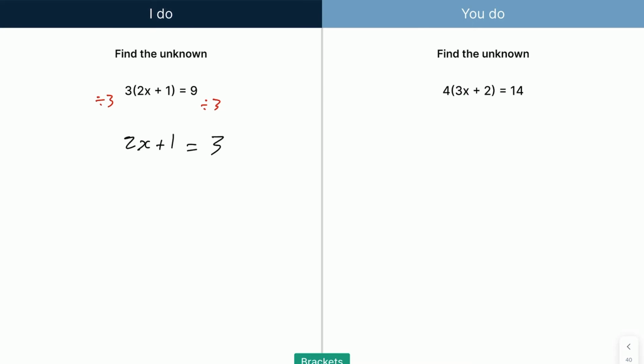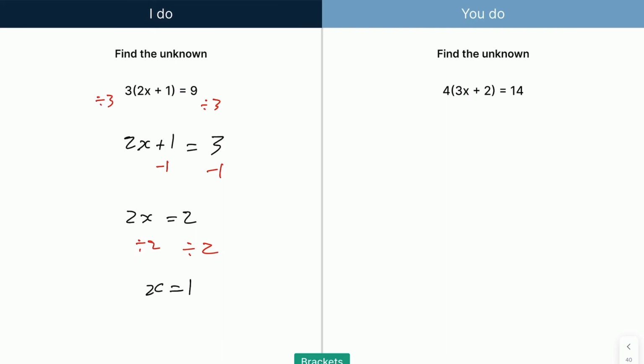Now, I'm just going to carry on as usual. So get rid of the 1. Now I'm going to get rid of the 2. And there's your answer. Okay. Now, it is worth mentioning here, this approach worked well because 9 was divisible by 3. And that worked quite well. If it wasn't divisible by 3, it would have probably been easier to expand these brackets out.